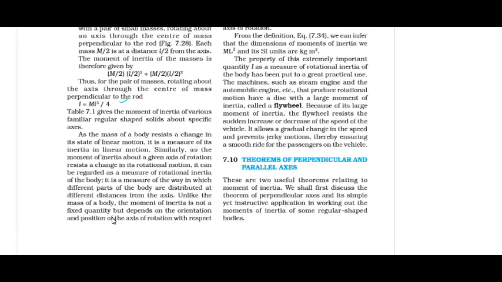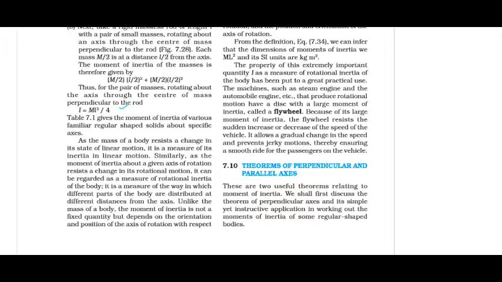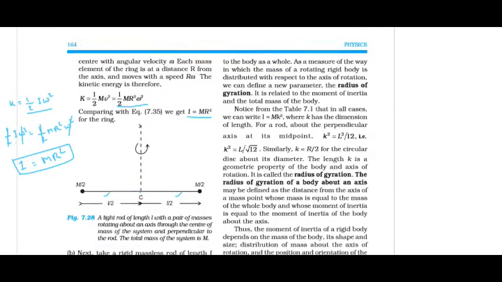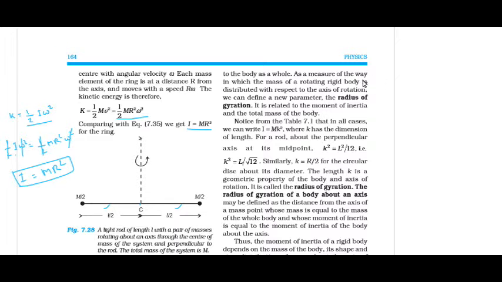Unlike the mass of a body, the moment of inertia is not a fixed quantity but depends on the orientation and position of the axis of rotation with respect to the body as a whole. As a measure of the way in which the mass of the rotating rigid body is distributed with respect to the axis of rotation, we can define a new parameter, the radius of gyration. It is related to the moment of inertia and the total mass of the body.